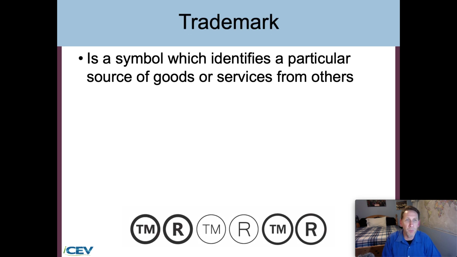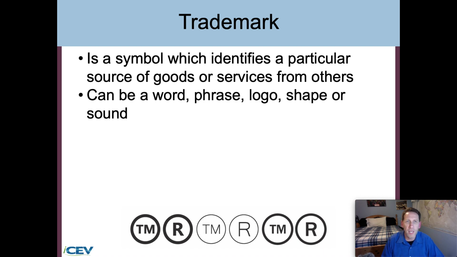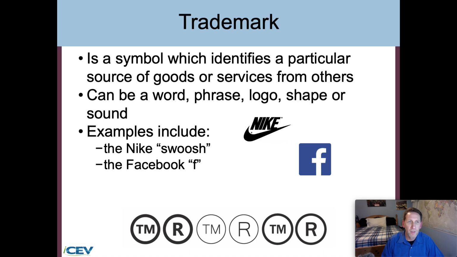Okay, let's move on to trademarks. Now, trademarks are a symbol which identifies a particular source of goods or service from others. This could be a word, a phrase, a logo, a shape, or a sound. And some examples include the Nike swoosh, the Facebook F, or Apple's apple with a bite mark.